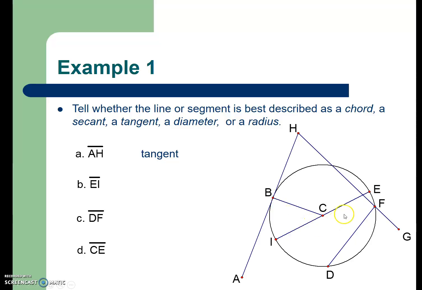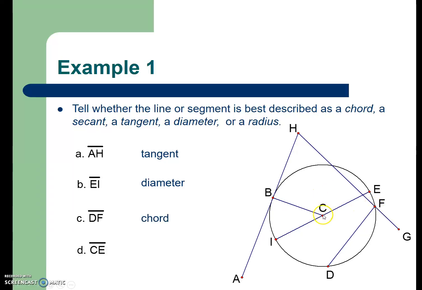I'm looking at EI. EI has two points on the circle, so I can name it a chord, but I see that it's going through the center. So the best description of this would be diameter. The next thing I see here is DF. Again, I have two endpoints on the circle, but this one is not going through the center, so this is just a chord.